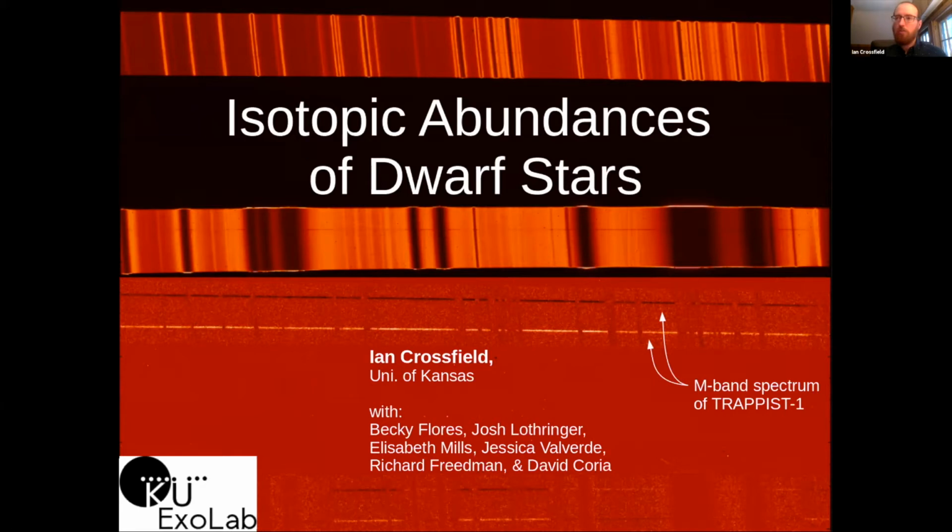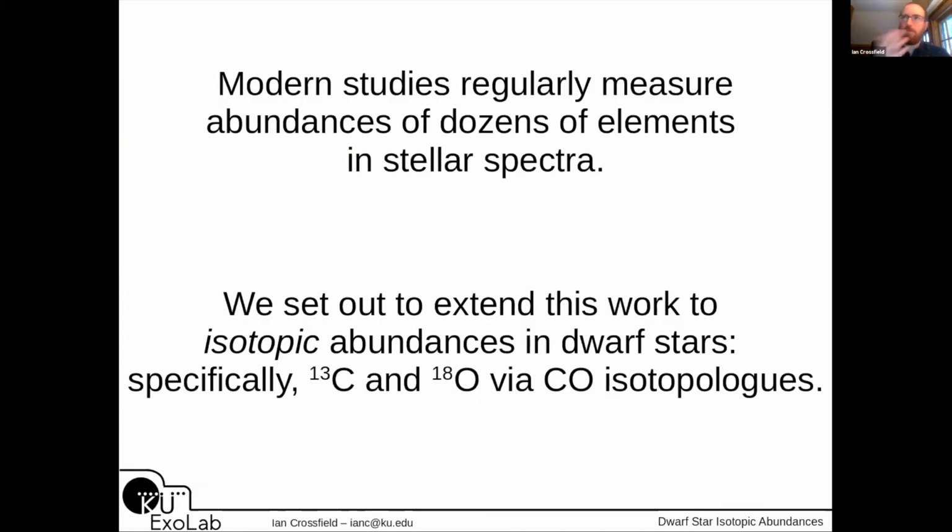So just to briefly set the stage, because we know these talks are quick, in a nutshell, everyone here knows that these days, many different studies in the near infrared or in the optical regularly measure dozens of elemental abundances in different stellar spectra. It might be solar twins or even M dwarfs or metal poor stars, but they make these abundance measurements of various elements look as easy as could be.